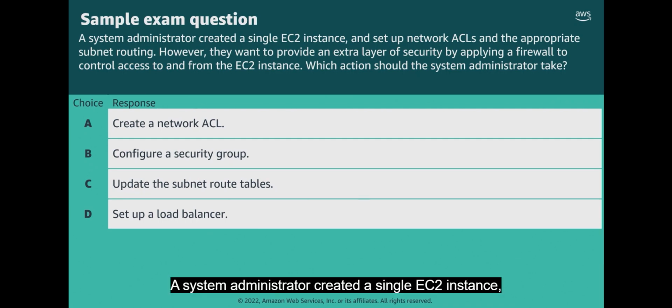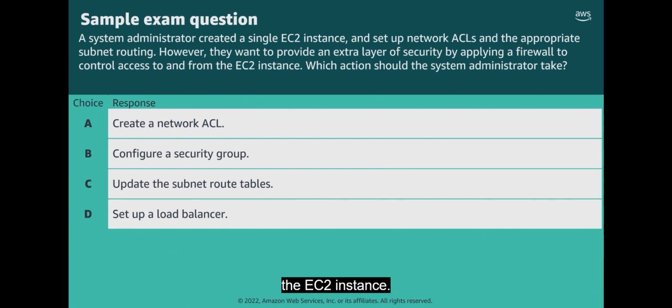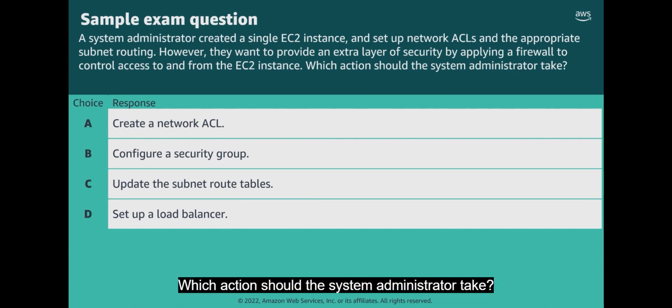A system administrator created a single EC2 instance and set up network ACLs and the appropriate subnet routing. However, they want to provide an extra layer of security by applying a firewall to control access to and from the EC2 instance. Which action should the system administrator take? Option A, create a network ACL. Option B, configure a security group. Option C, update the subnet route tables. Or option D, set up a load balancer.